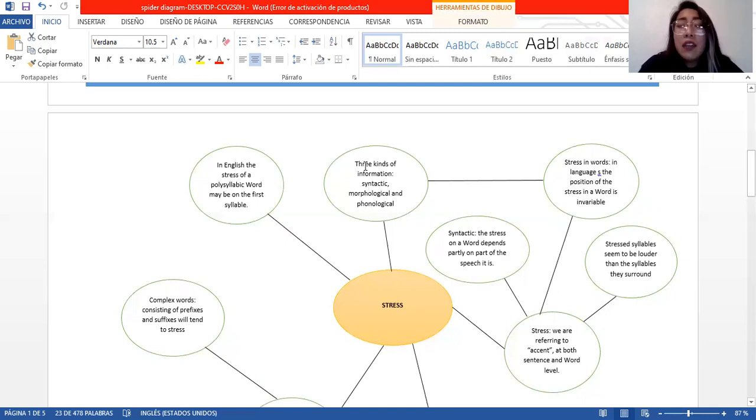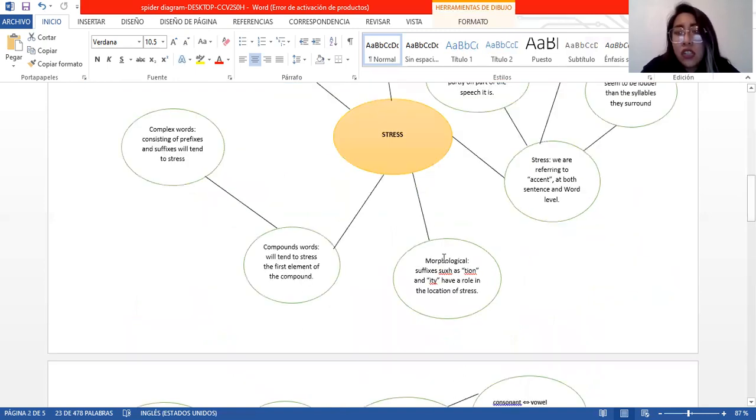Then we have that there are three kinds of information: syntactic, morphological, and phonological. The syntactic stress on a word depends partly on the part of speech it is. And then we have morphological: suffixes such as -tion and -ity have the role of locating stress. Then compound words will tend to stress the first element of the compound, and complex words consisting of prefixes and suffixes will tend to stress.